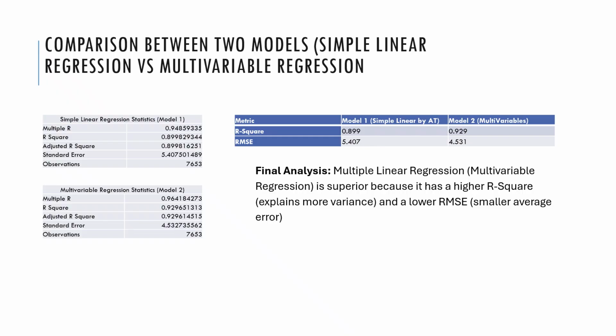My final analysis indicates that multiple linear regression is the superior choice for this project. This determination is based on two primary statistical metrics. First, higher R-square on multiple linear regression. This means multiple linear regression is more effective at explaining the variance in the electrical energy output based on the input variables. Second is lower RMSE, root mean square error, on multiple linear regression. A lower RMSE indicates that, on average, the model's predictions have a smaller margin of error compared to the actual recorded power output.